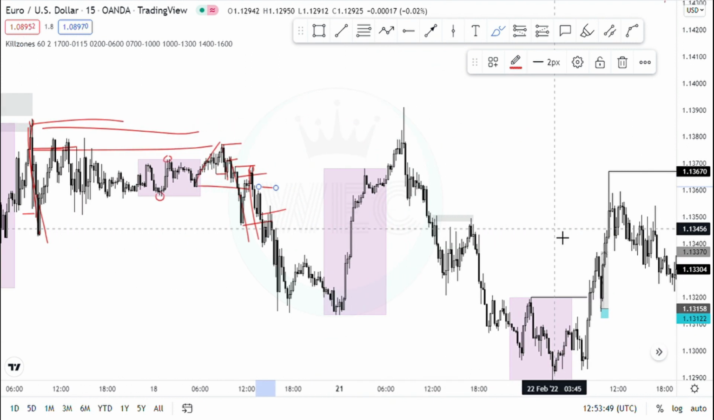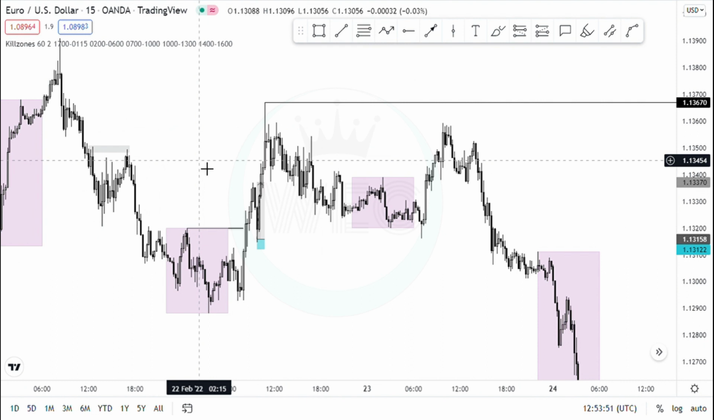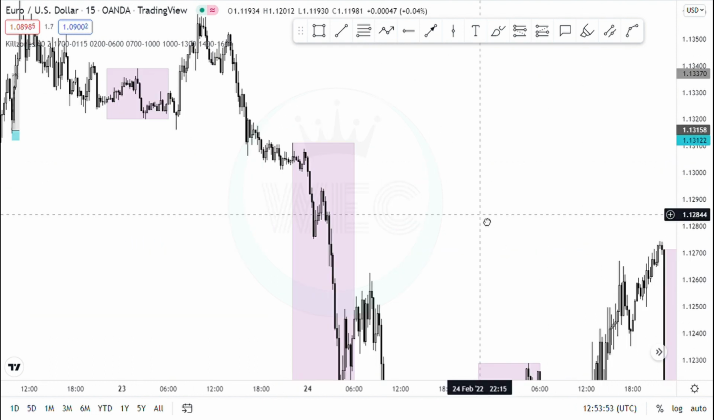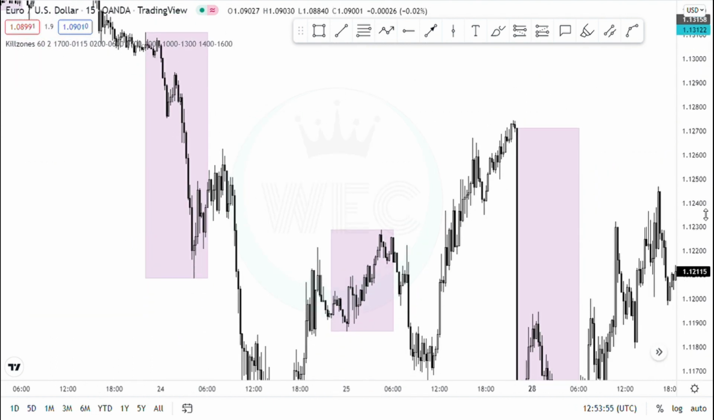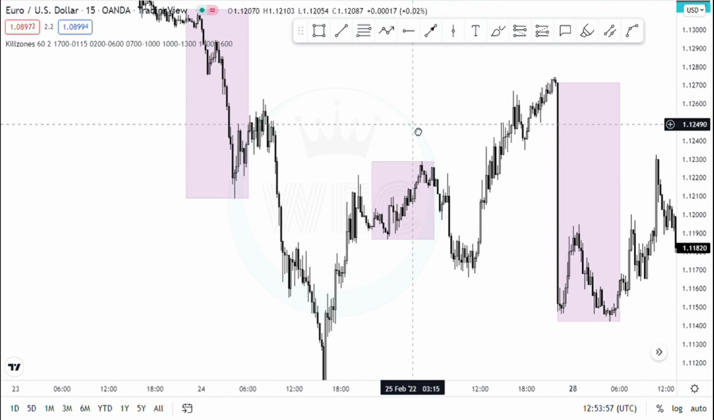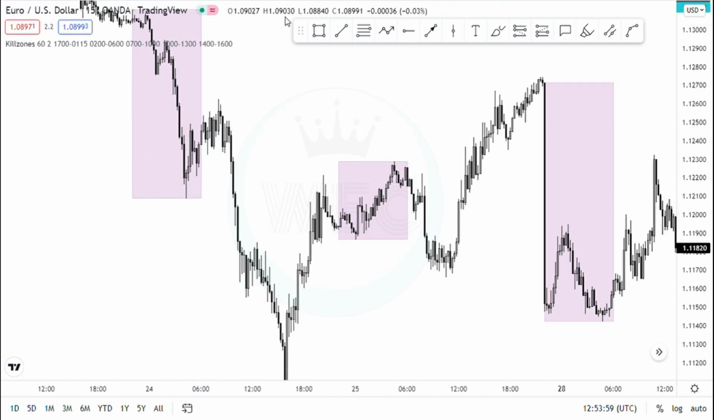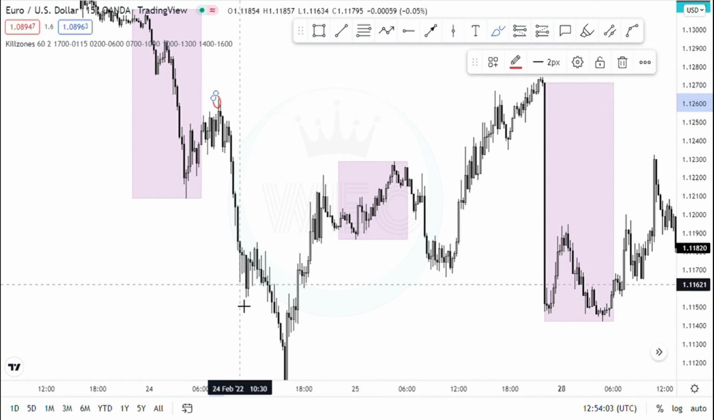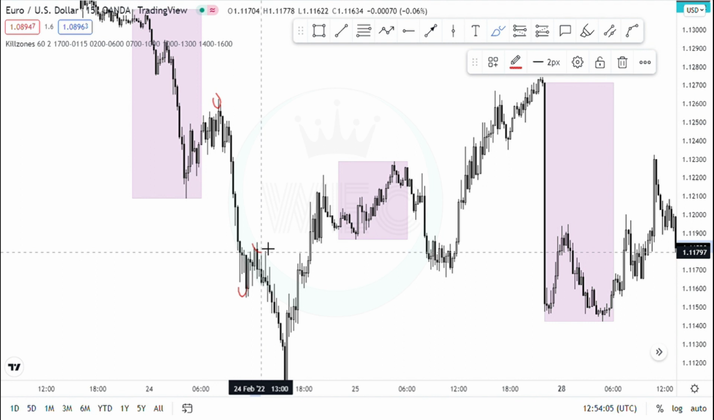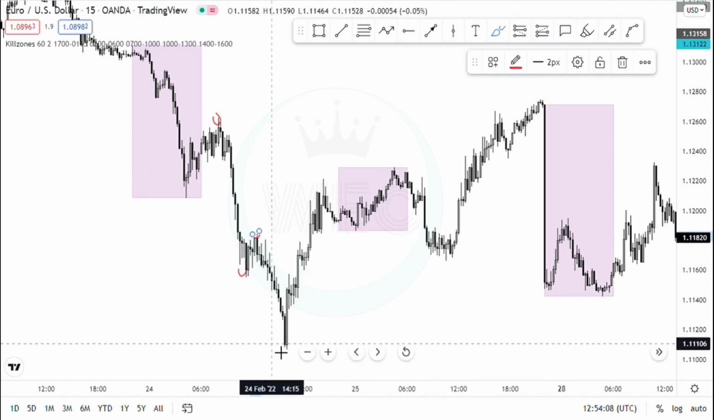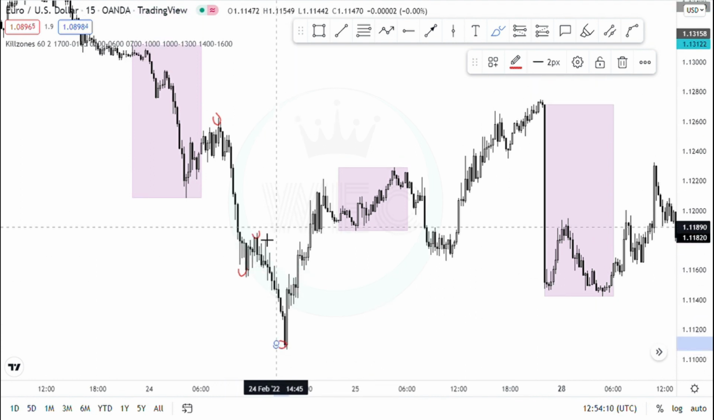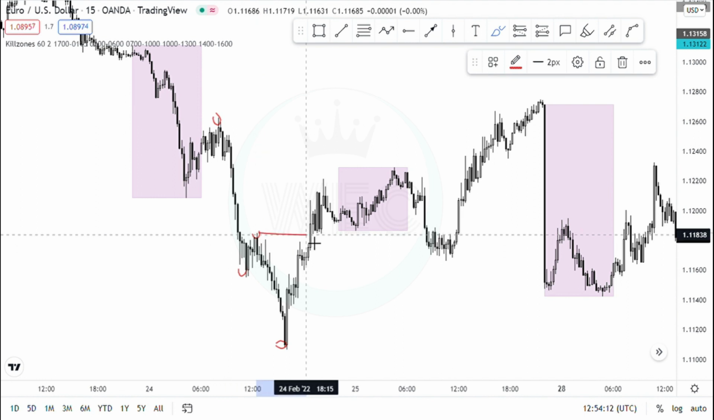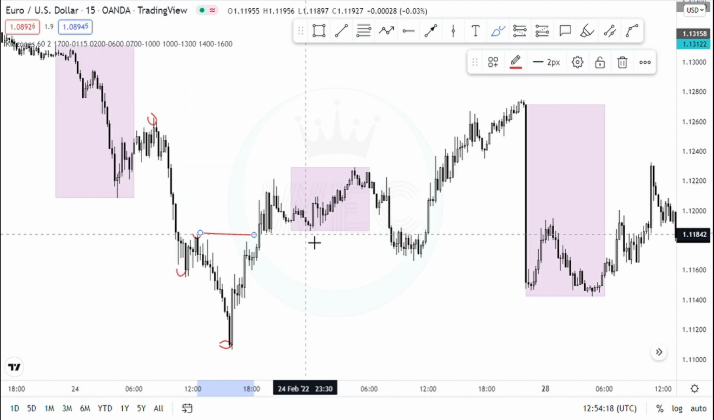So another example, let me just look for another example. I think yeah, so in here also we had price making lower highs, lower lows, lower highs, and then we had a lower low. And then we had price changing intent over here. I call it a change of intent. You can call it a change of character. So we had price making that bullish change of intent.